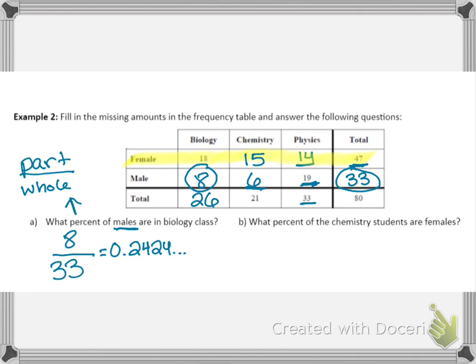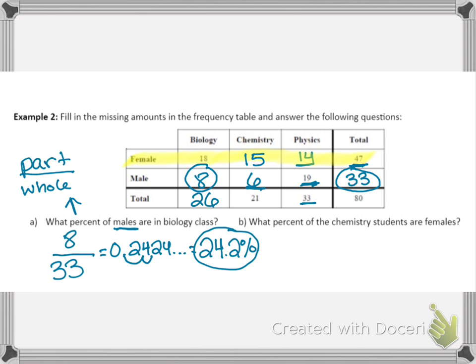So if I want to convert this decimal to a percent, I go back 2 decimal places. So I get 24.2, if I'm rounding, percent of males are in the biology class.